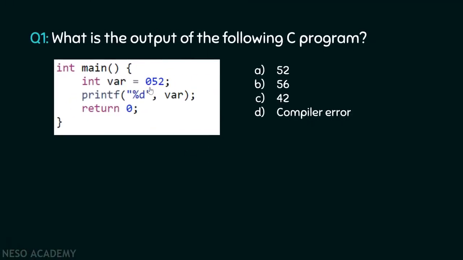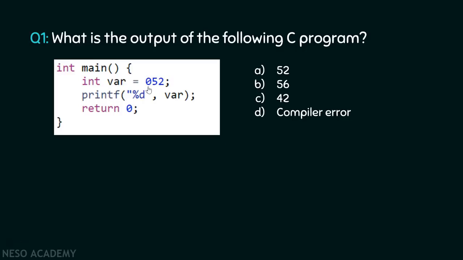If you simply ignore this 0 in front of this value, then you might think the answer is 52, right? We are simply assigning 52 to this variable and we are printing it. And the answer is 52. Wrong. Answer is not 52. There is obviously a meaning behind it. Why are we placing 0 in front of this value? Let's try to understand that meaning.